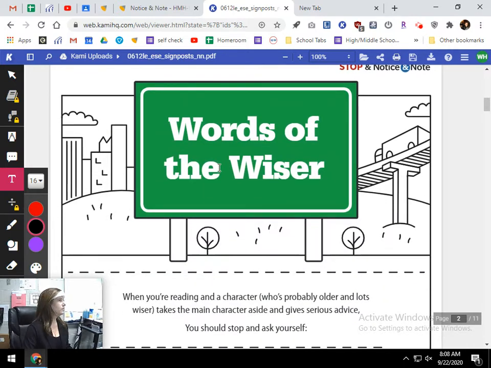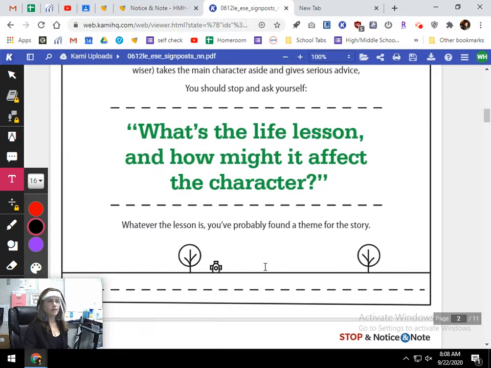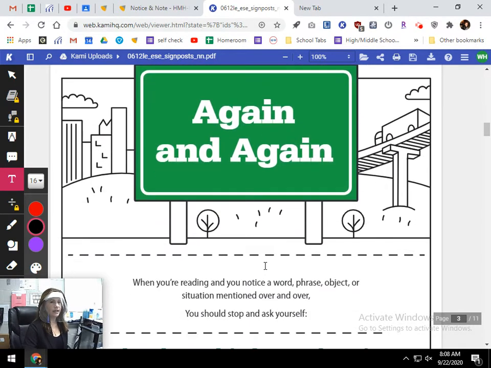Words of the wiser, do y'all remember that from last 6 weeks? Which character had words of the wiser? It's from the very first story that we read. Aaron? The goldfish, a character who's probably older and wiser and takes the main character aside and gives advice. So remember, the goldfish was giving advice to Sergei. So you ask yourself, what's the life lesson that the author is trying to get across? Again and again, we looked at that one last 6 weeks.